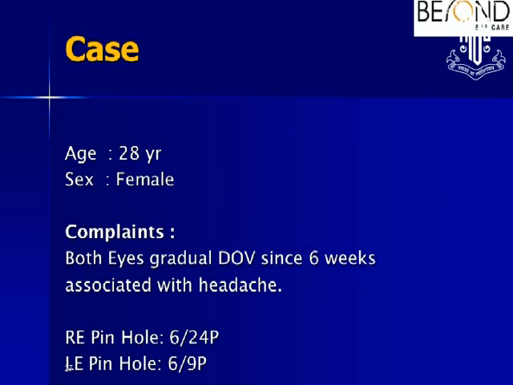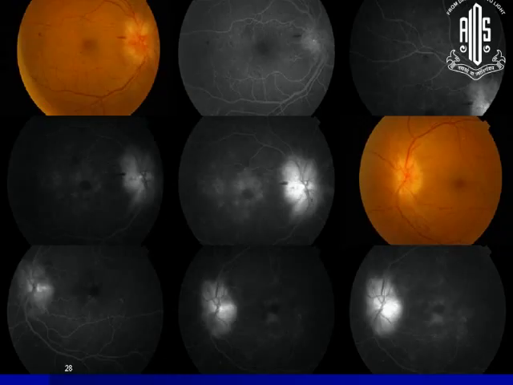Last case, a 28-year-old female, both eyes dimness of vision for last 6 weeks. Her visions are given here, 6/24, 6/9. This is how her optic nerves look like. What do you think? So, young female, obese female, bilateral, gradually progressive loss of vision for last 2 months or so. This is how her optic nerves are looking like.